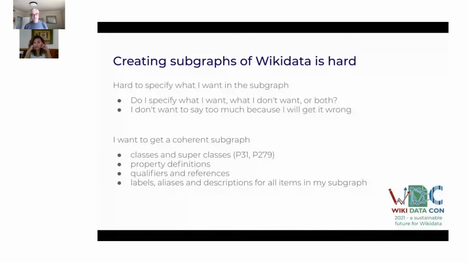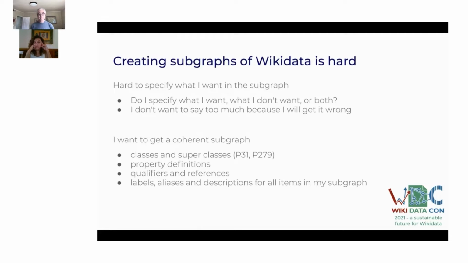If I have a subgraph, I want to have all the classes and superclasses of the items that I have in my graph, the property definitions, the qualifiers, the references, the labels, the aliases, everything that's for my graph. And I don't want to have to say that I want that.